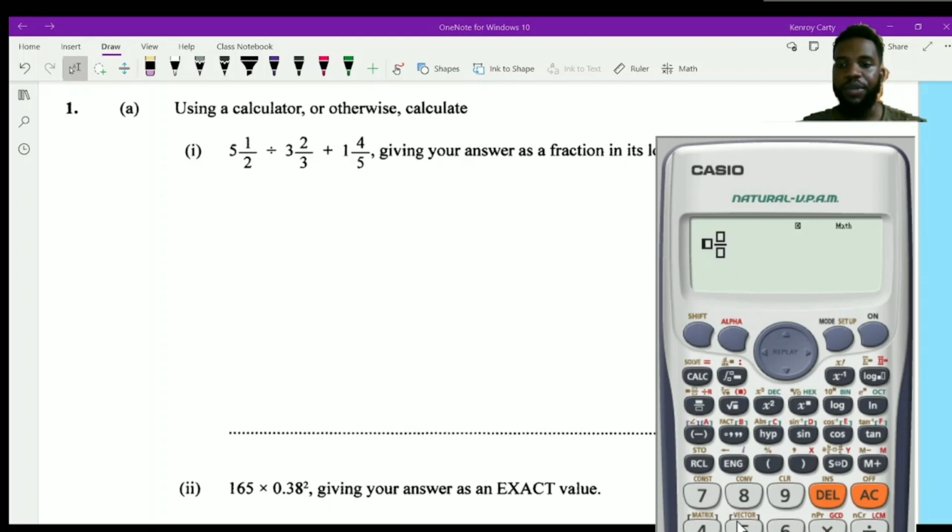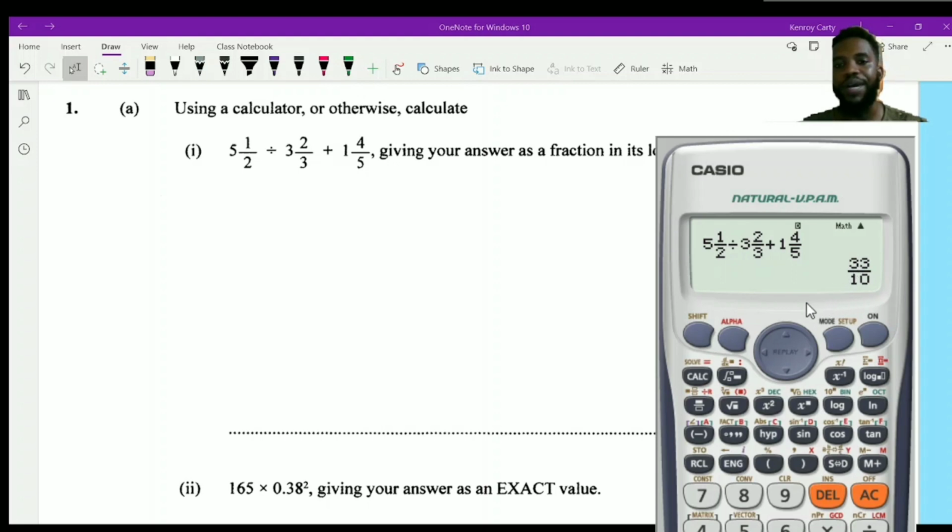Here it comes up. So I'm going to put in 5. I go to the right. I'm going to put in a half. Good. Go to the right. Divided by 3 and 2/3. So once again, shift, press fraction bar. We put in the 3. We go to the right. 2. Come down, third. And of course, add it to 1 1/4. So you're going to do the same thing. Shift, fraction bar, 1 and 4/5. And that's it, equal. That's 33/10.